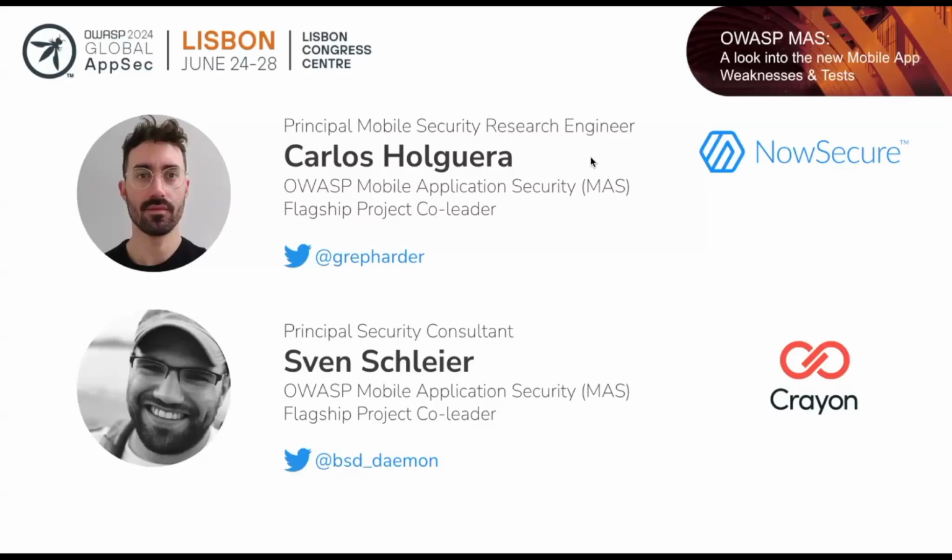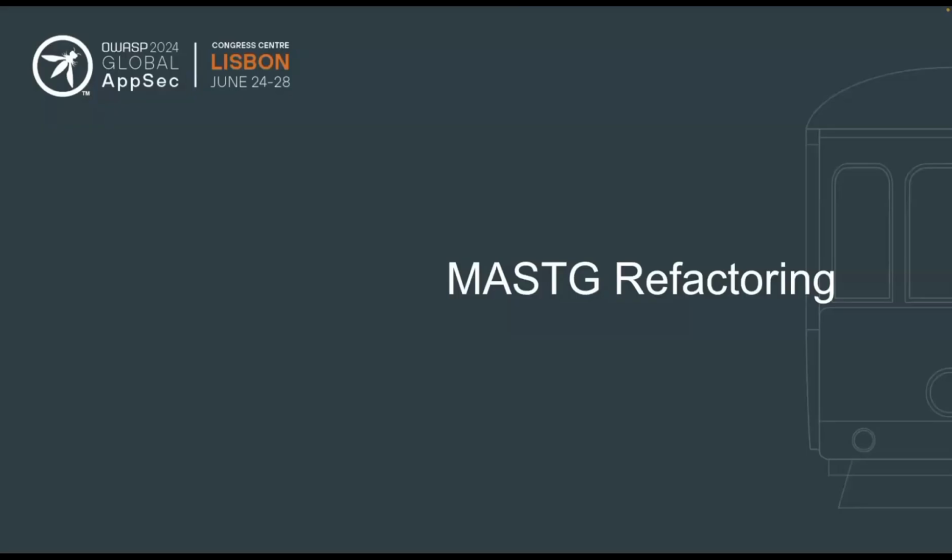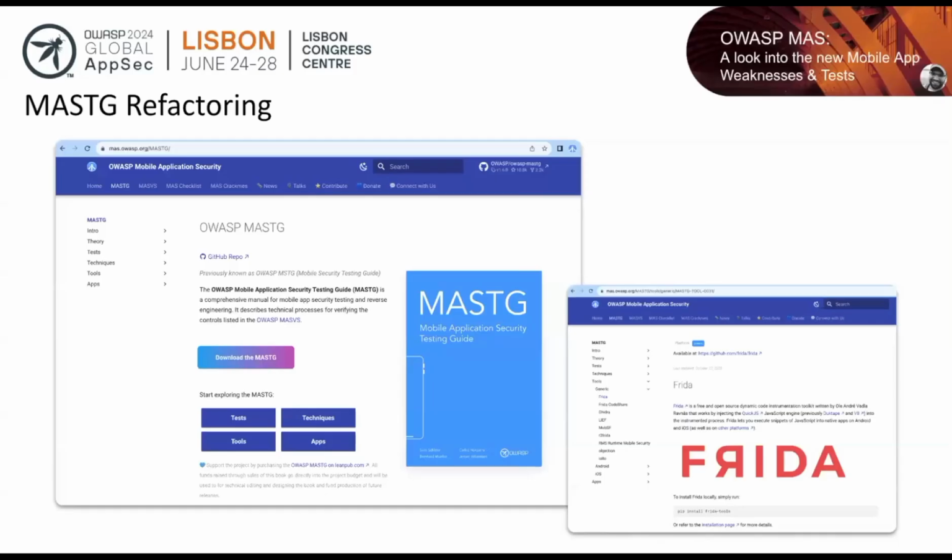So this is us, the project leaders from the MAS project, Mobile Application Security. I hope many of you already know the project. We're not presenting the project today, but all the news that we have are really exciting for the upcoming months. So maybe some of you already know that we have been doing a MASVS refactoring, and now we're doing a MASTG refactoring. So Sven now is going to tell us about the MASTG refactoring.